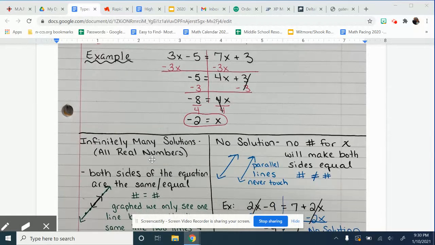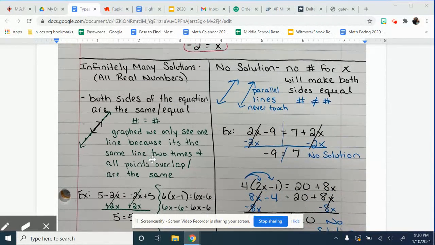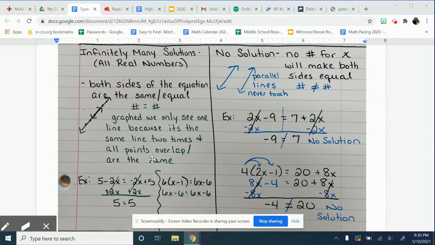Now, we also have to talk about infinitely many solutions and no solutions. So let's start with infinitely many, which means all real numbers will make it true. So both sides of your equation end up being the same. A number equals a number. And if you graph it in your calculator or on your computer, you're going to see one line because since the two lines will have infinitely many solutions, they are the exact same lines. All of your points are going to overlap with each other.